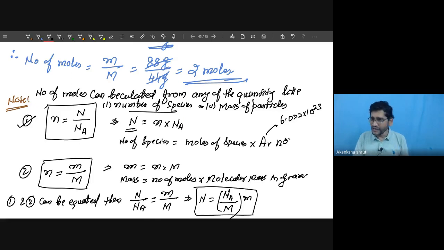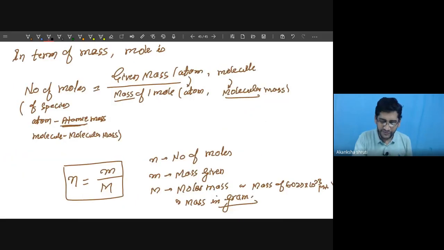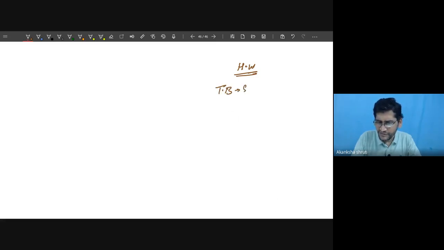So this was all about our mole concept. This way we have finished our mole concept by covering each and every topic, each and every concept. Now, students, you have to do some practice. So write down your homework. Your homework should be from our textbook, the solved questions. The solved examples you will try to understand and solve by yourself.